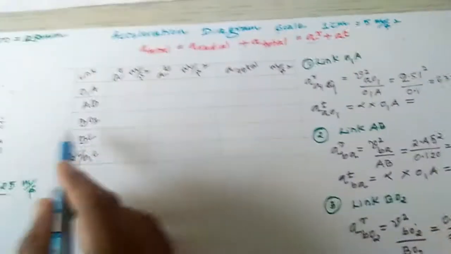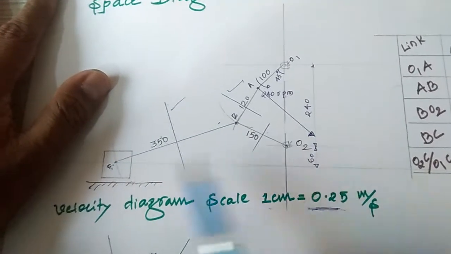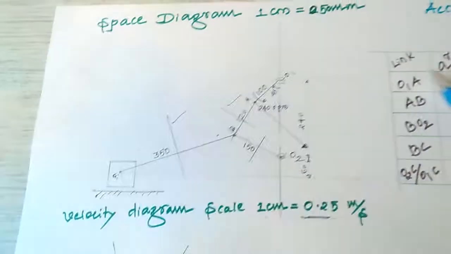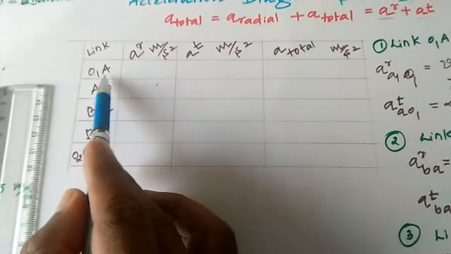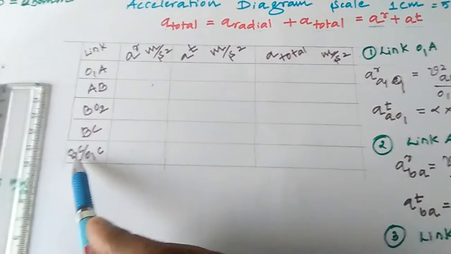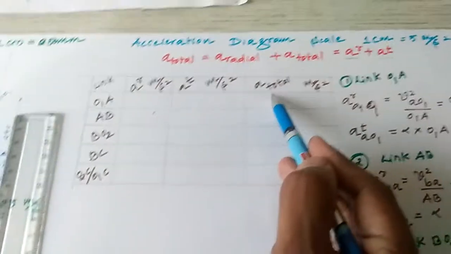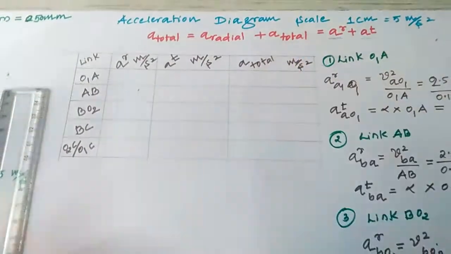Then how many links will we find? Look at this one, link I have taken as O1A. Then AB link, BO2 link, CB link. I have written here. Clear? This is a table I have taken. You have to take it and mark it: O1A, AB, whatever the number of links there are, I have written here also. This is radial acceleration, this is tangential acceleration, total acceleration. All the units are meter per second squared.